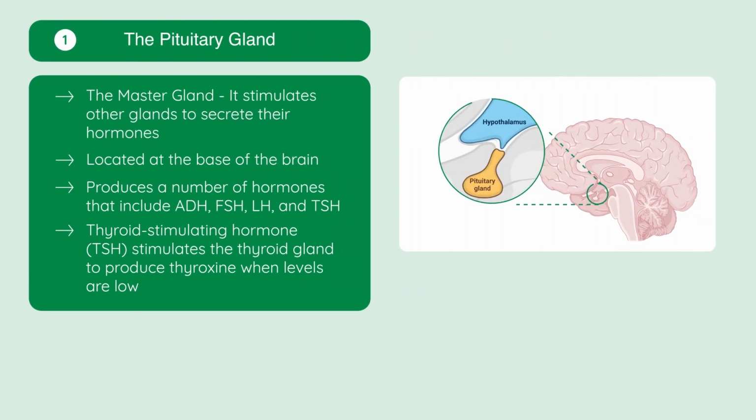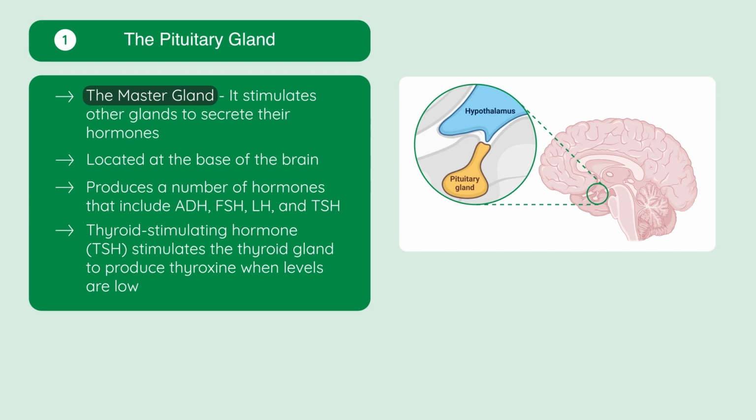The pituitary gland is also known as the master gland because it stimulates other glands to secrete their hormones. It is located at the base of the brain, and the pituitary gland produces a number of hormones that include ADH, FSH, LH, and TSH. TSH, or thyroid stimulating hormone, stimulates the thyroid gland to produce thyroxine when levels are low.